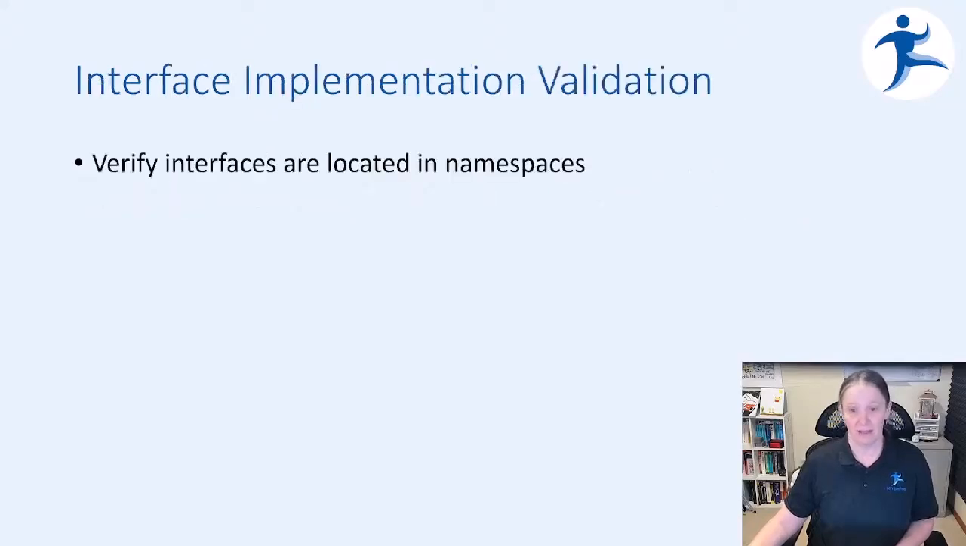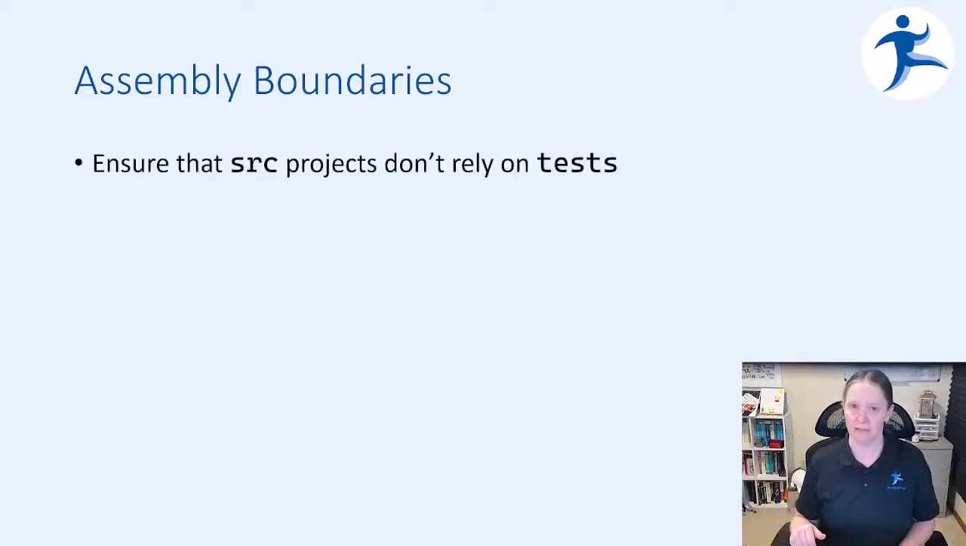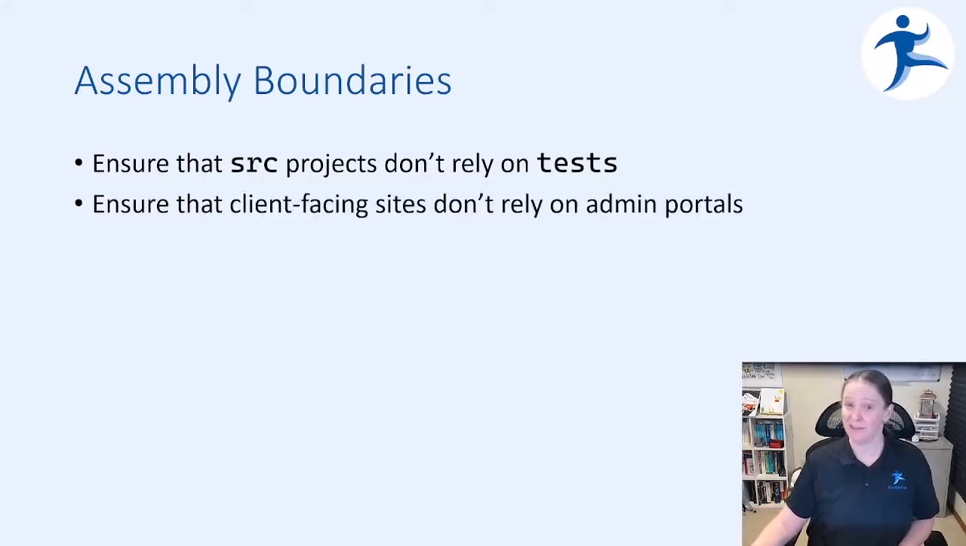You can look at things like interfaces and whether they are in particular namespaces and being implemented properly. You can check to see if things are being implemented within different access levels. I think that's later on. We'll talk about that as well. You can look at assembly boundaries. So for example, let's make sure that our code in source does not refer to anything in the tests. You can also do it so that your client-facing sites are not relying on admin portals.